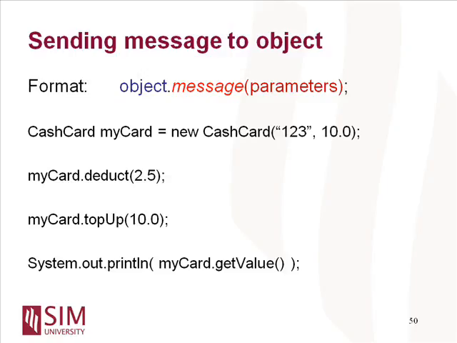The format of the method call is object.message open parenthesis parameters closing parenthesis. For instance, after calling the constructor, which is called by new CashCard, for example, an object myCard has been created. Then we can call the methods in the following ways: myCard.deduct open parenthesis 2.5 closing parenthesis, myCard.topUp open parenthesis 10 closing parenthesis, System.out.println open parenthesis myCard.getValue closing parenthesis.